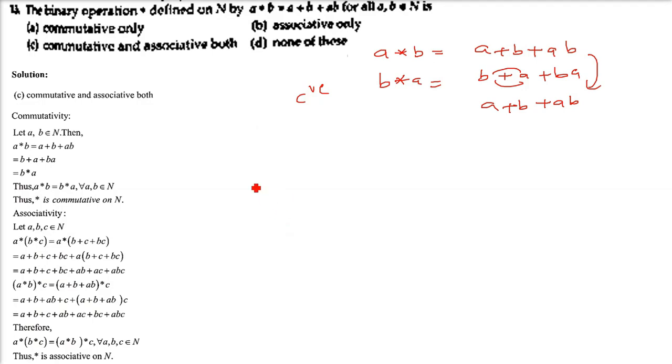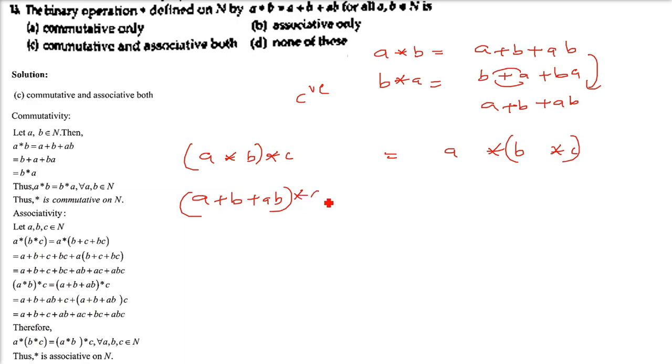Now coming to associative. Let us see associative. So (A star B) star C, whether it is equal to A star (B star C), if we do AB first or BC first. So A star B is A plus B plus AB. Then we do it with C. So what do we do? In place of A, put all these. In place of B, put C.